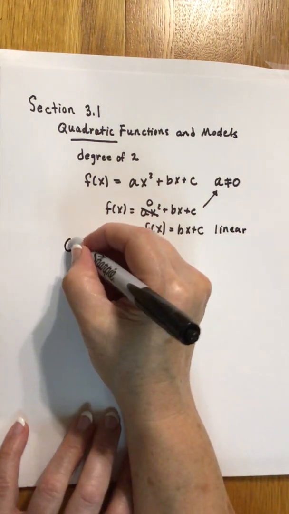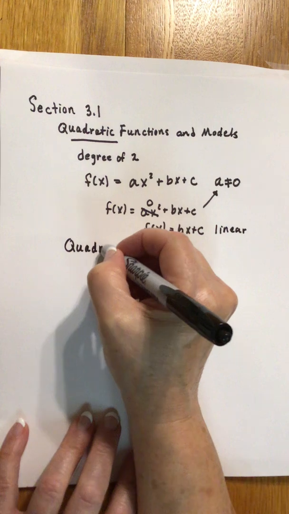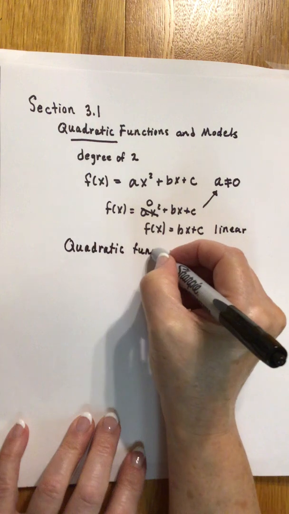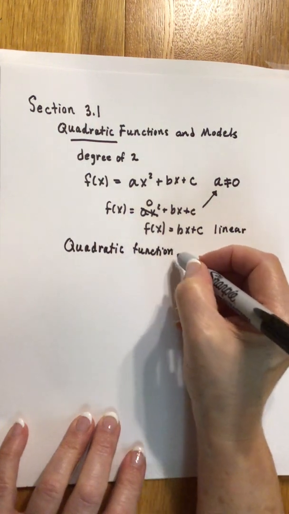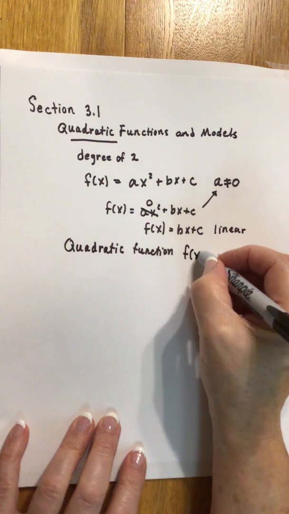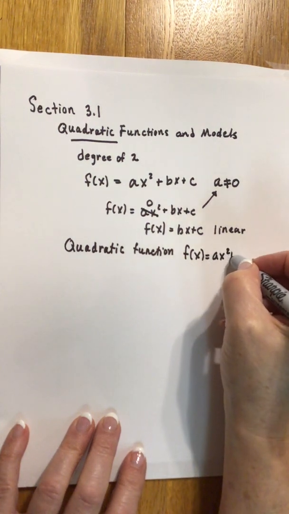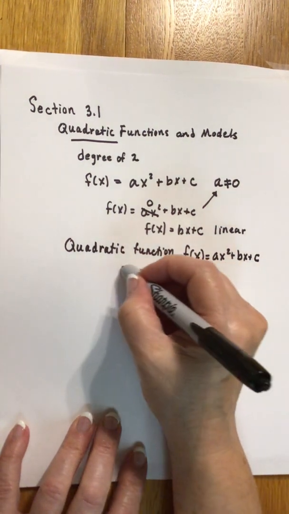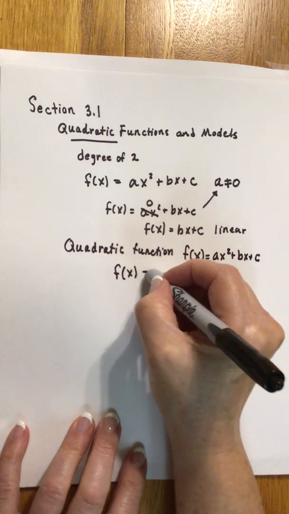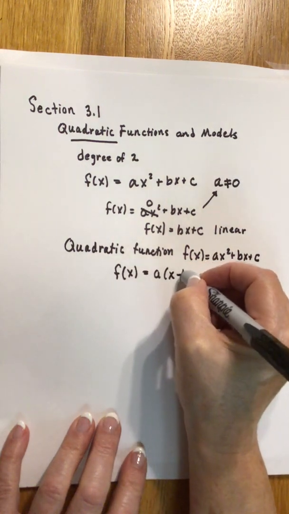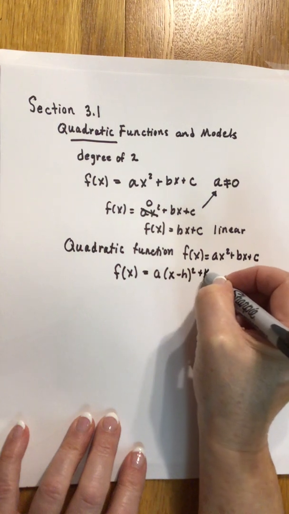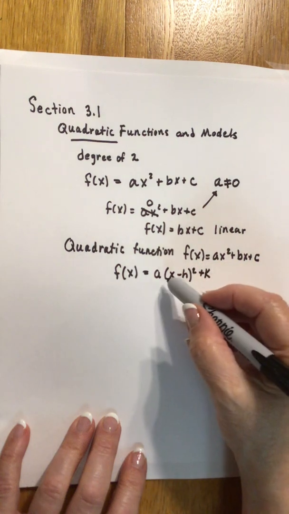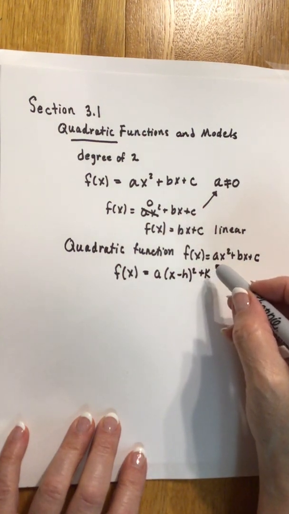Okay, we also have a quadratic that can be written in a different form. So f of x equals ax squared plus bx plus c can also be written in standard form as f of x equals a times the quantity x minus h squared plus k. So we take the one that's in this form, complete the square, and it'll turn into the one that's in this form.